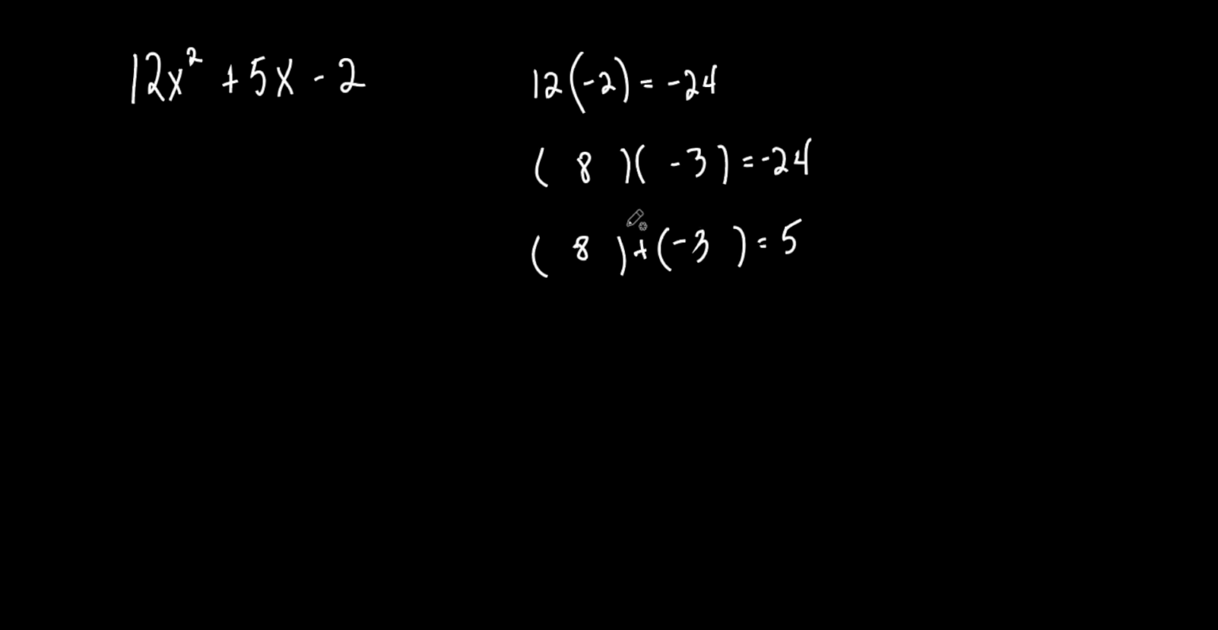Now, why in the world did we figure that out? I'm glad you asked, because what we're going to do is this. We're going to manipulate this equation just a little bit. We're going to take that positive 5x, and we're going to change it a little bit. It's still going to equal 5x, but you'll see. Watch. What I'm going to do is just write 12x squared.